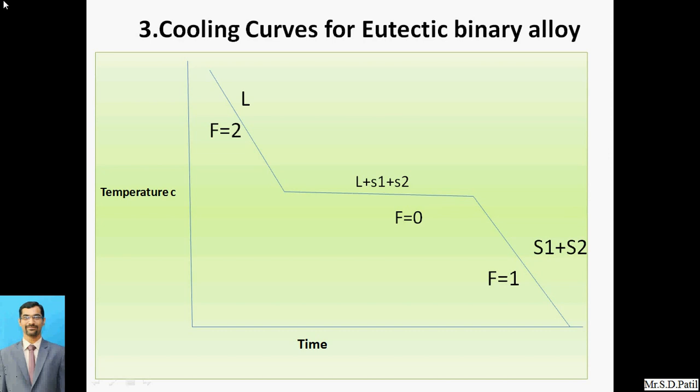Here S1 indicates one solid, and S2 indicates the second solid. So when we cool this, we get two separate solids, S1 and S2. This mixture appears in a definite morphology, usually lamellar. In certain cases, it may have a granular or some other type of morphology.